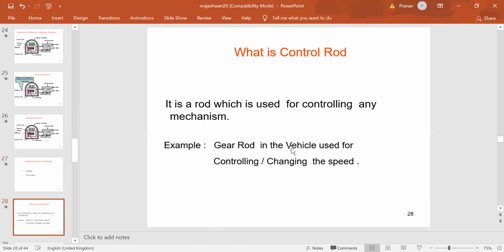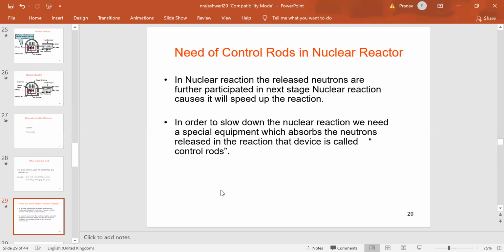And next is a control rod. A control rod is a rod which is used for controlling any mechanism. For example, the gear rod in a vehicle is used for controlling and changing the speed. Like that, one rod is used for controlling any mechanism in the nuclear reactor. So that is the control rod.